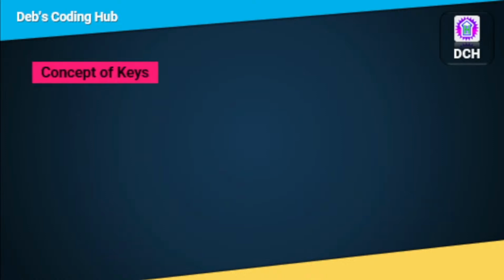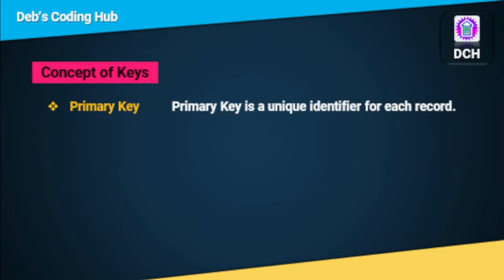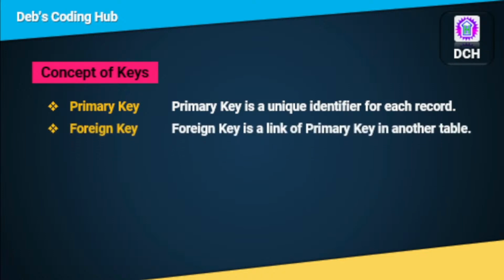The first type of key we can create is primary key. A primary key is nothing but a unique identifier for each record. Next one is foreign key. Foreign key is a link of primary key in another table. In our previous example, what we have shown, that in that sales table, that product ID is a foreign key, because it is a link of that product from the product table.